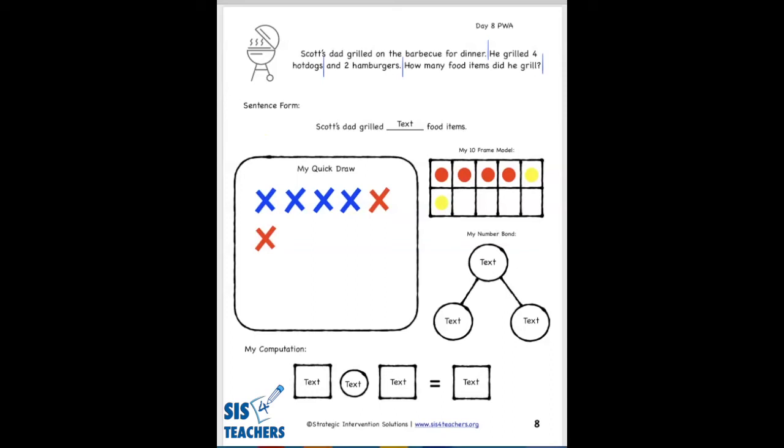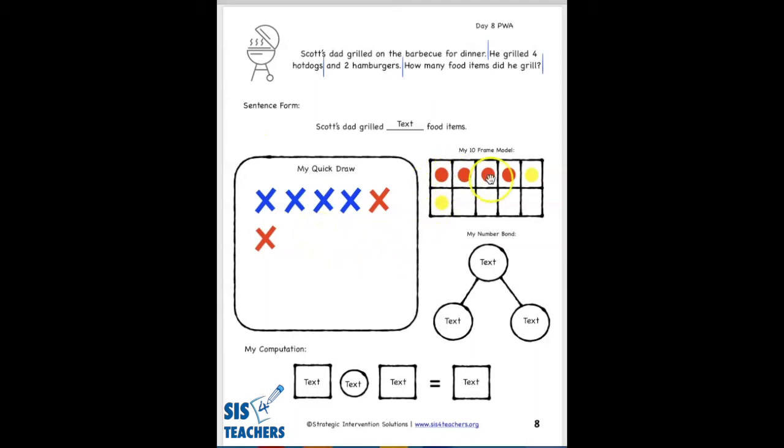Over time, we want kids to start to ring, label, and organize their drawings, as you can see here in my quick draw. I have 4 distinct colors that I've used to represent my hot dogs, and then I also have the red to represent my hamburgers. I put them into what we call a 5 group, which matches what we're going to have in a 10 frame model, so that I can look at this quickly to get to my total. I can see that I have 6 there altogether.